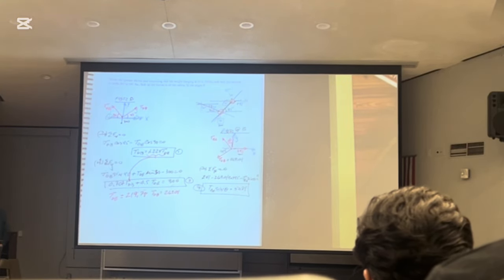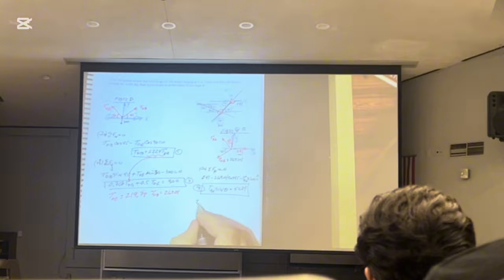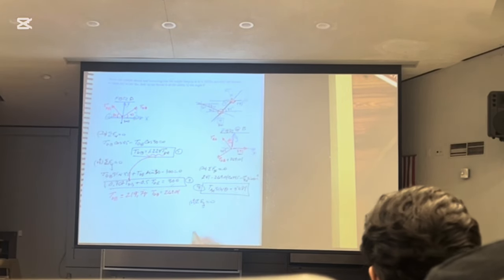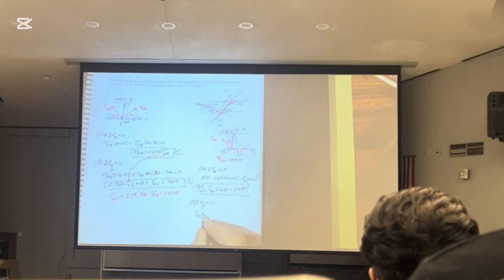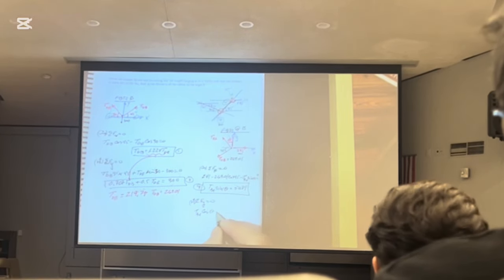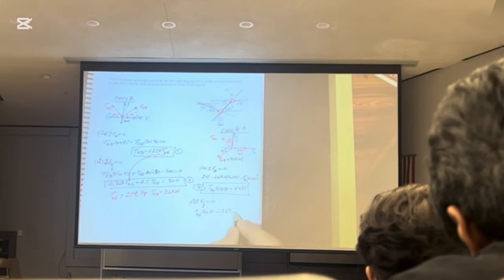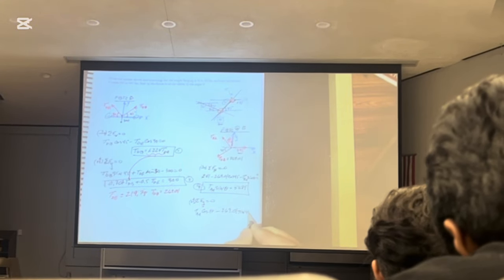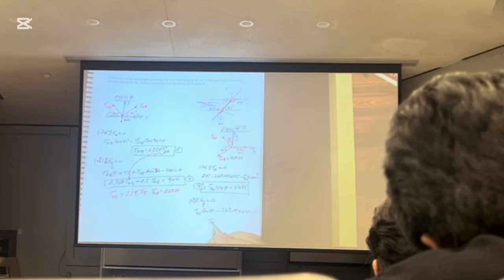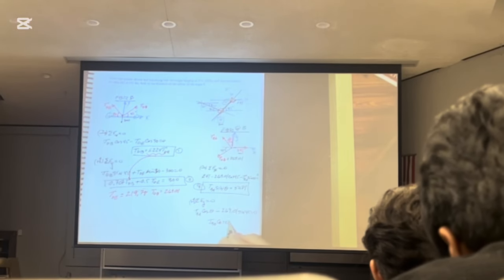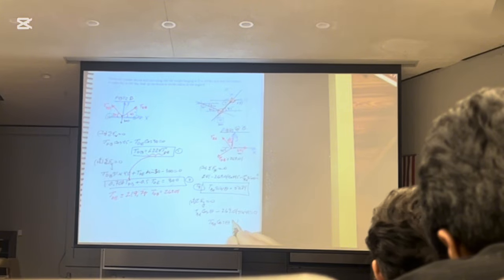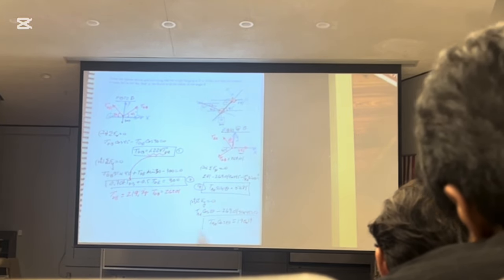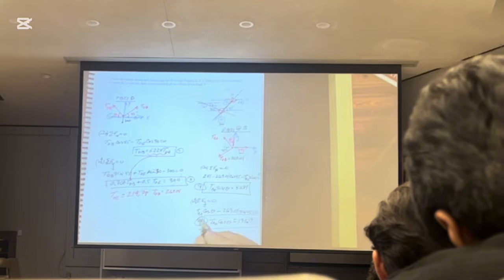Equation 3. Sum forces in the y equals 0, positive upwards. TBA cosine theta minus 269.01 sine 45 equals 0, or TBA cosine theta is equal to 190.19. Equation 4.